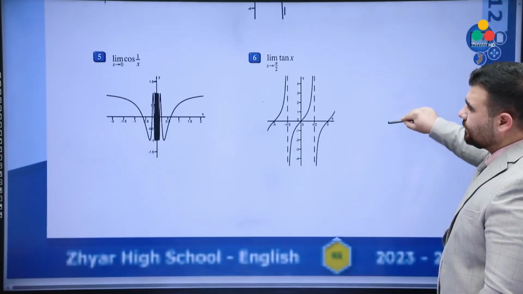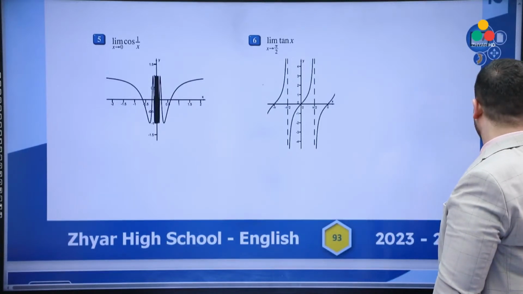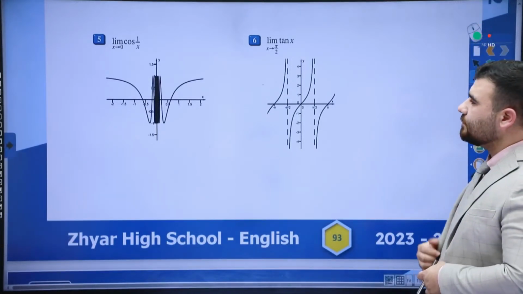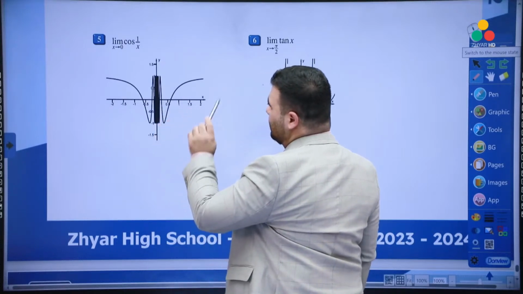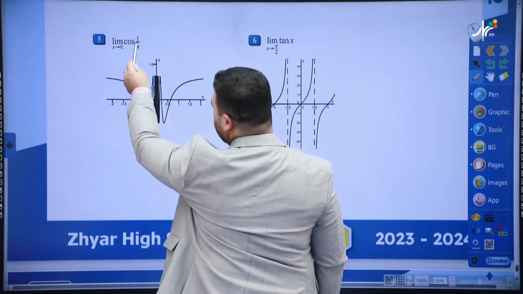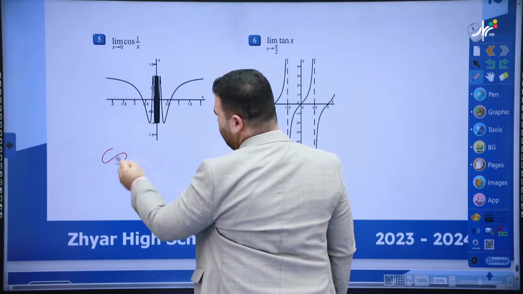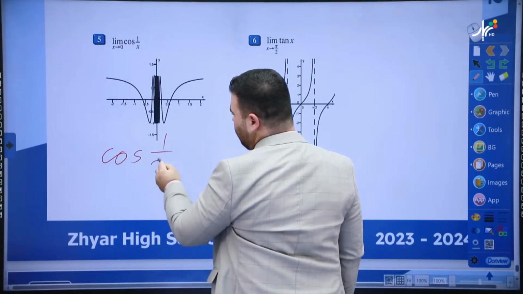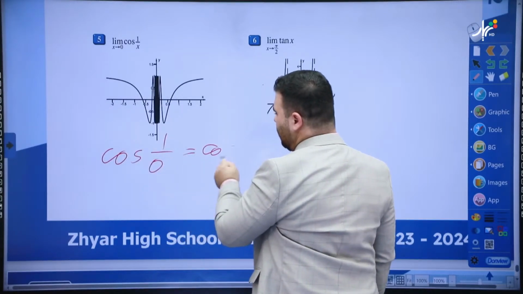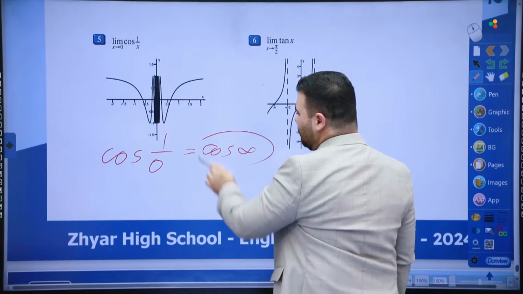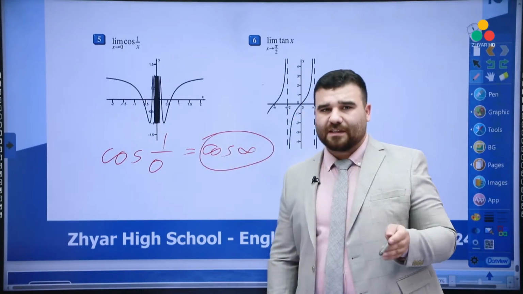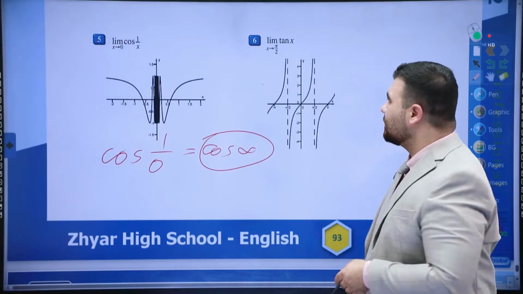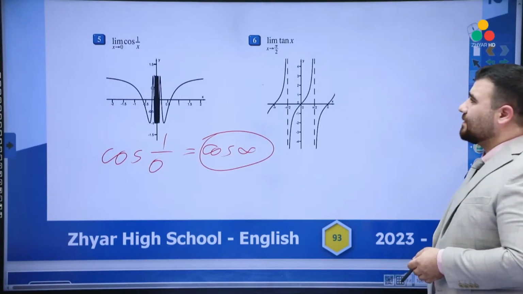Question 5. When you see this graph, it does not exist. Or if we put 0 here in place of x, cosine 1 over 0 is like cosine infinity. And whenever you see infinity inside sine or cosine, this is oscillating behavior. Limit does not exist.